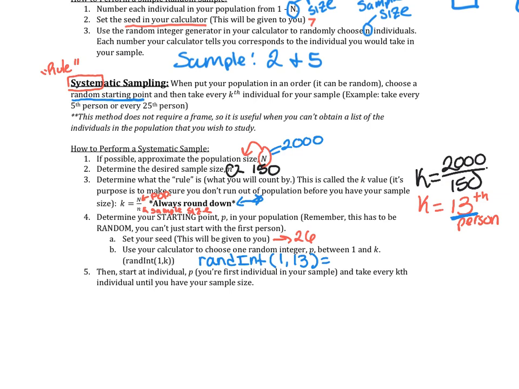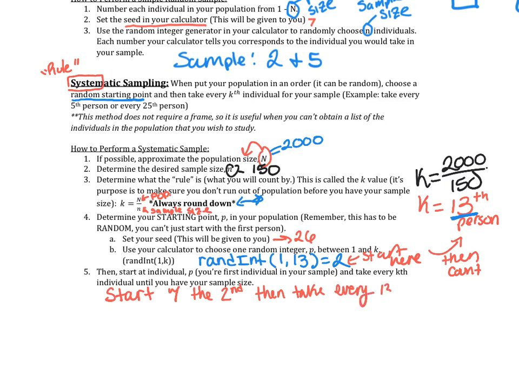Okay, and so when you do that, math, go over to PRB, select option 5, randInt, 1, comma, 13. You hit enter once, and that gives you 2. So this means we're going to start with the second person. So start here. Then you're going to count every 13th. So start with the second, then take every 13th person until you get to your 150.